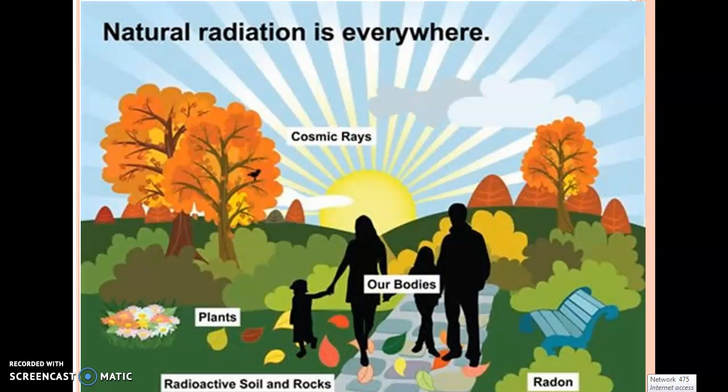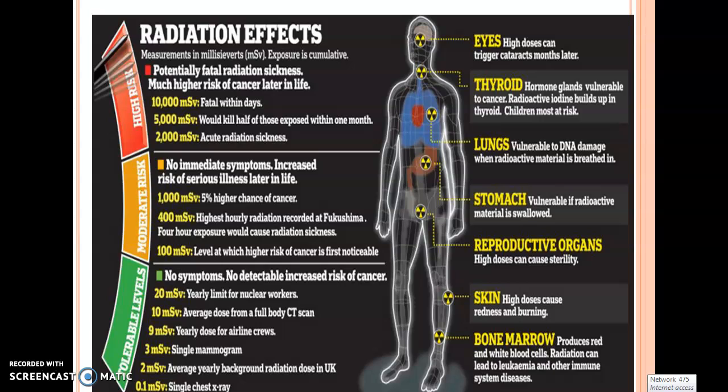Now my next question is, what is the effect of this natural radiation on our body? This diagram represents the radiation effect on our body. Radiation dose is measured in millisievert per year, and the exposure is cumulative. Cumulative means that if today we absorb say 0.1 millisievert of dose, and the next day we receive another 0.1 millisievert, then this dose continuously accumulates in our body.